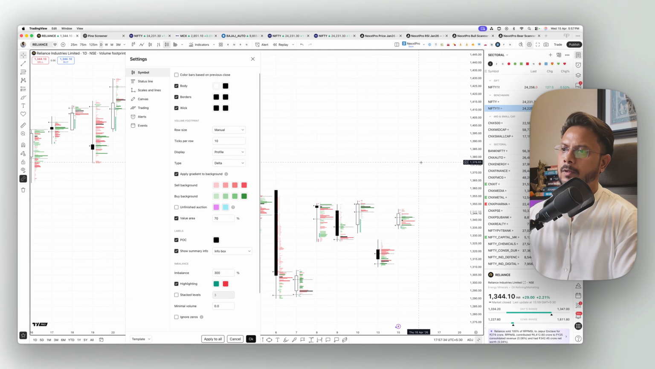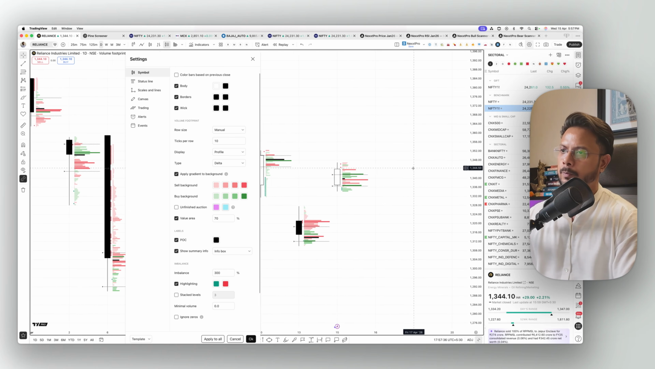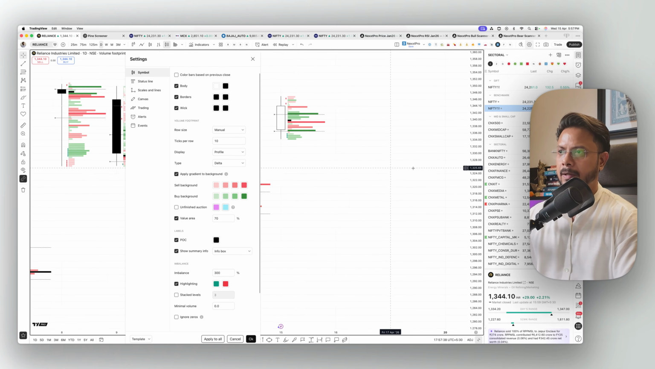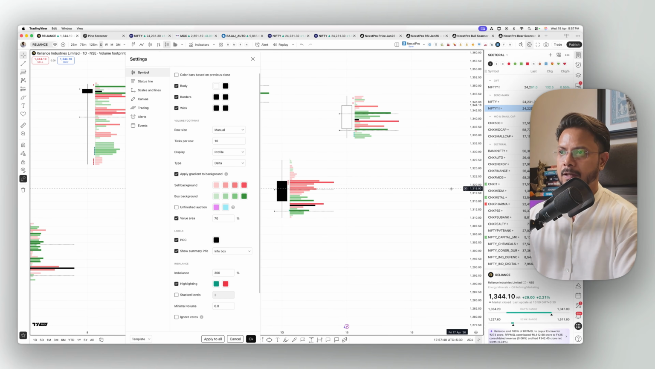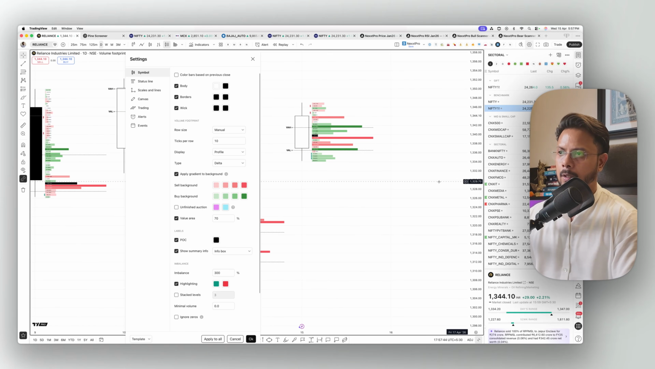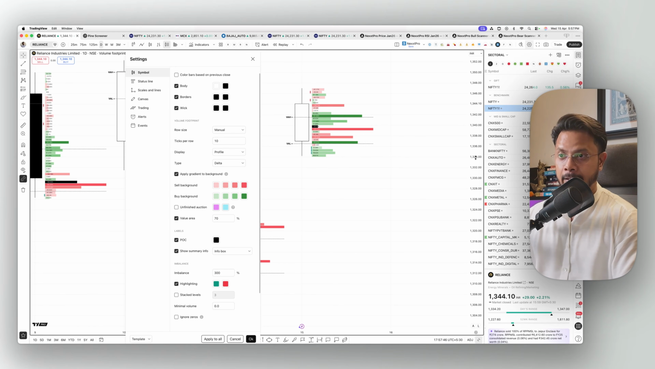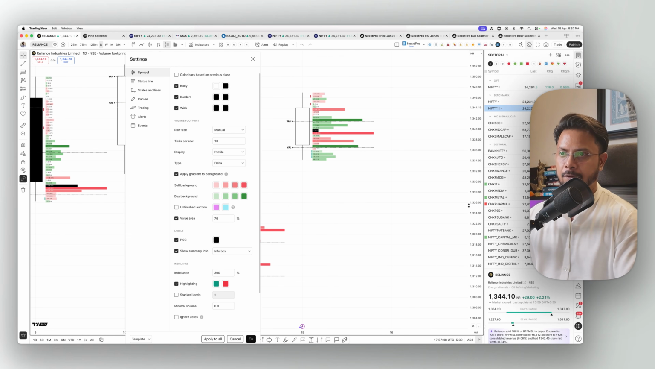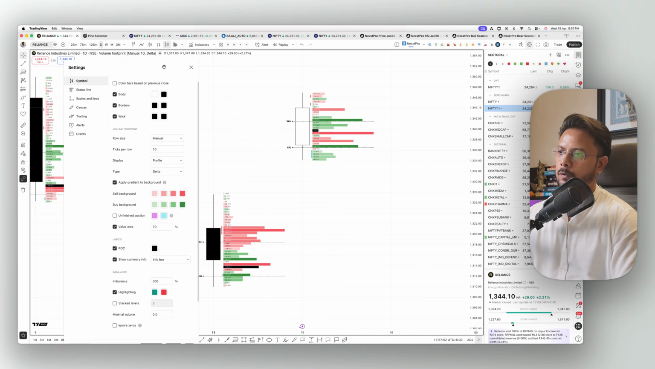Okay. Now, this is one issue that I found with footprint charts, that when you zoom in, depending on what settings you have, it becomes very difficult to read it clearly, cleanly. So you have to play with the vertical axis and all that I'm doing right now. Let's move on.